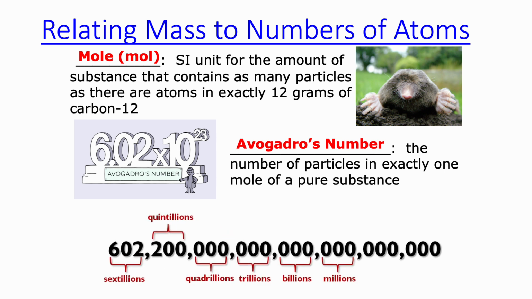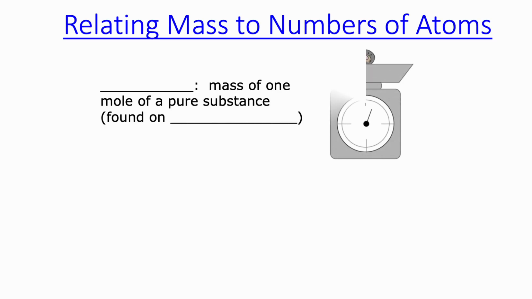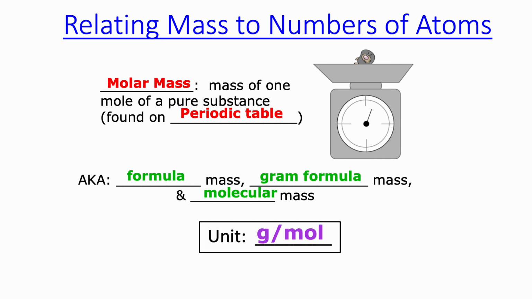6.02 times 10 to the 23rd. It's called 1 mole, and then we relate that to the molar mass. So if you look on the periodic table and look at carbon, the molar mass of carbon is 12.01. So 6.02 times 10 to the 23rd atoms of carbon would weigh 12.01. There's other names for it: formula mass, gram formula mass, molecular mass, many other names for it, but we call it the molar mass, and the unit is still a gram per mole.